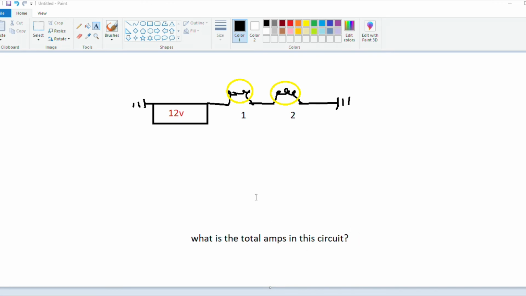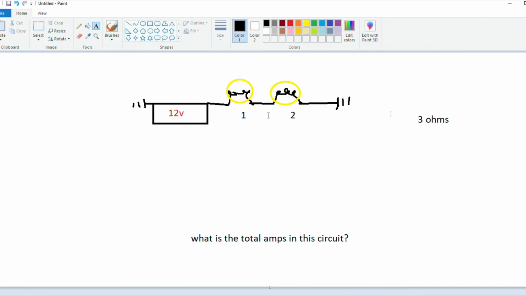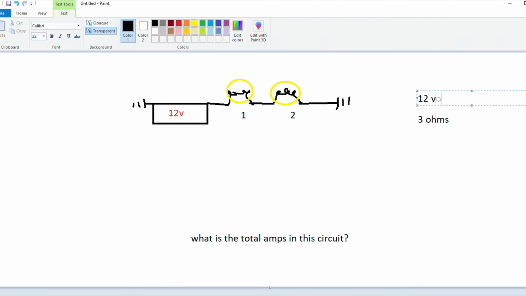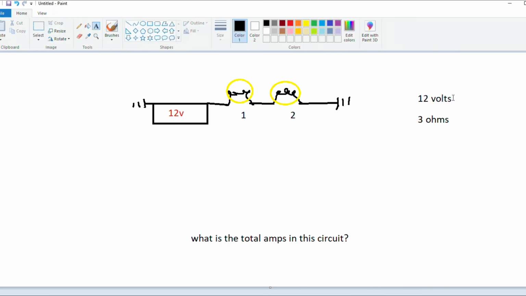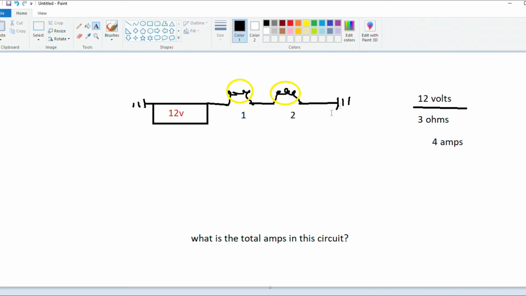Again, referencing back to Ohm's law and a couple of things we went over. When you have a series circuit, which is all we've dealt with so far, you add your resistances together. So 1 and 2, 3, giving us a total resistance of 3 ohms. And we know we have 12 volts. Again, referencing back to Ohm's law, if we've got 12 volts divided by 3 ohms, that equals 4 amps. So the answer to this is 4 amps.